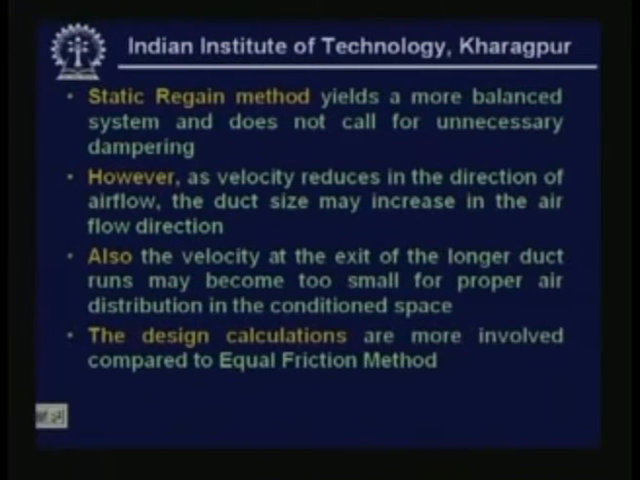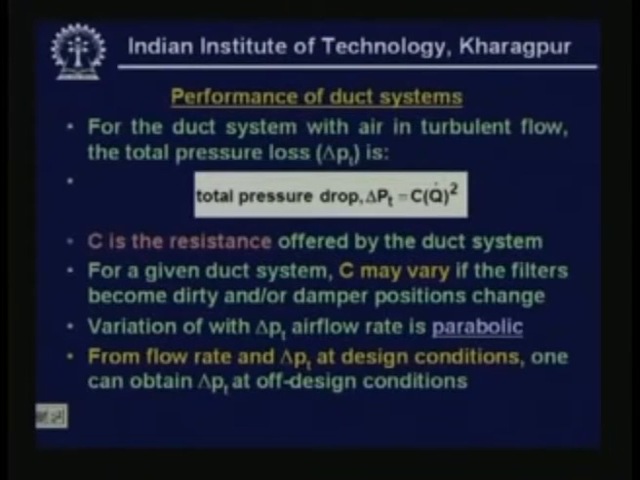So, you find that as a result of this, the design calculations are more involved compared to the equal friction method. Okay. Velocity method and equal friction methods are simpler, whereas the static regain method is more complicated. Now, let us look briefly at the performance of duct systems.